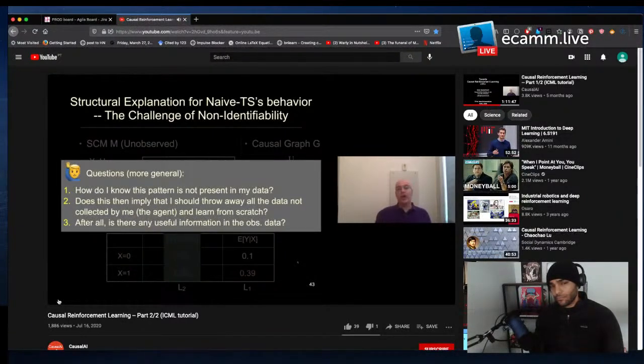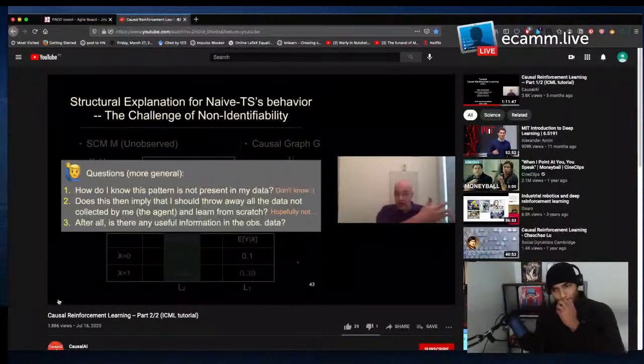How do I know that this pattern is not present in my data, this type of behavior that I just showed? We don't know. That's the challenge. We never know. Does this then imply that I should throw away all the data not collected by me, the agent, and always learn from scratch? There's no hope in generality of learning from offline data, but for these two other modes that are very constrained, the answer is hopefully not, because the other conditions are very stringent.